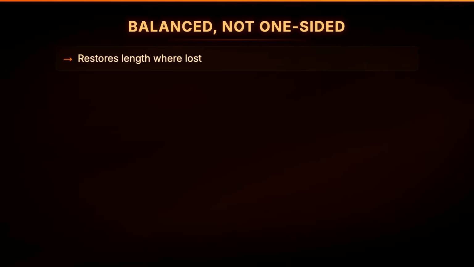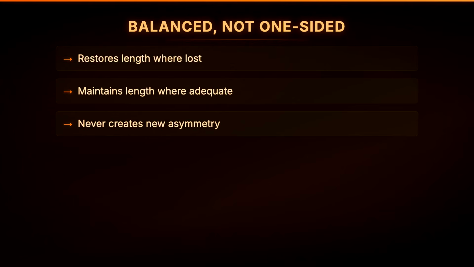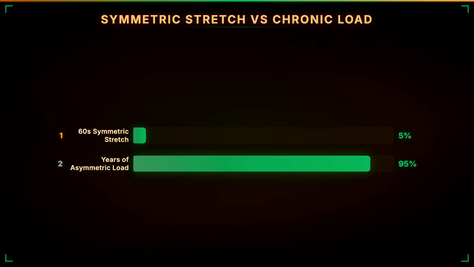There's a question I get constantly at this point, and I want to answer it directly instead of dancing around it. Does this work on both sides equally, or does it only help the side that's already restricted? The honest answer is that it restores length wherever length has been lost, and it maintains length wherever length is already adequate. It does not create asymmetry, and it does not overcorrect a normal, healthy side into becoming the new short one. Fascia doesn't work like a muscle you can overtrain into imbalance with a single daily stretch.